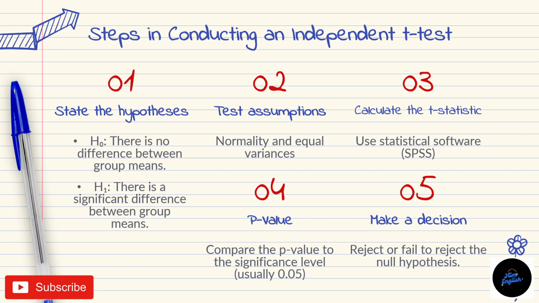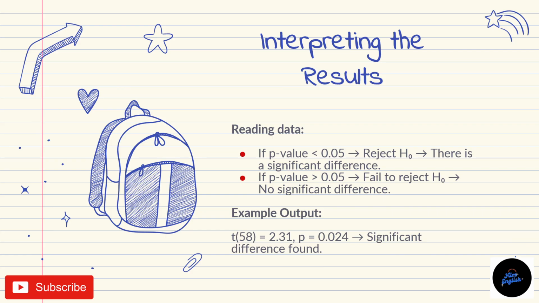So you have to compare the p-value to the significance level, usually 0.05, whether it is higher or lower than 0.05. And the last one, you have to make decisions based on your interpretation of the p-value. You have to reject or fail to reject the null hypothesis.